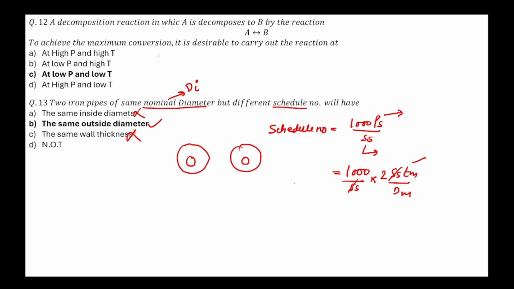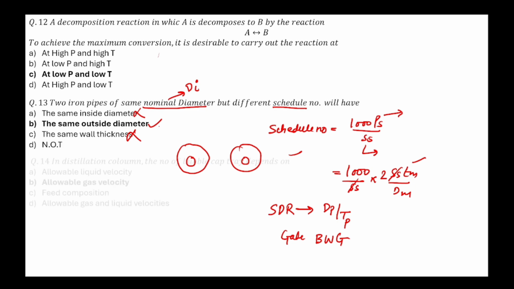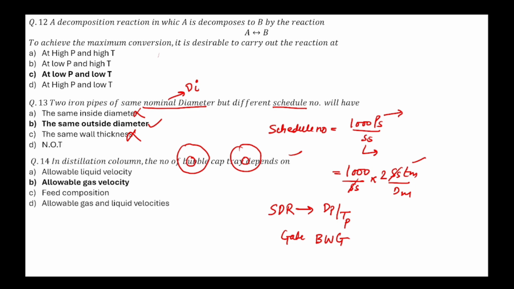Okay. There is another number, that is SDR, standard dimension ratio, the ratio of diameter of pipe to thickness of pipe. In GATE 2016 there is Birmingham wire gauge number. We will see that later. So if we keep in mind this concept, the possible answer is same outside diameter.